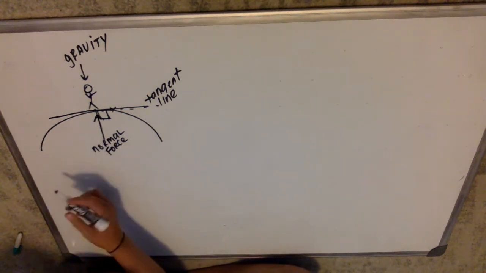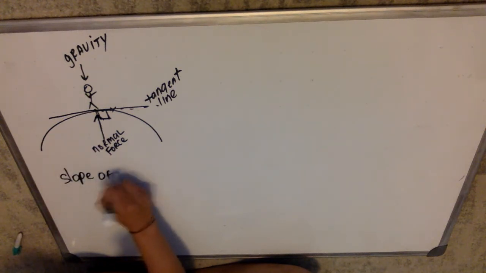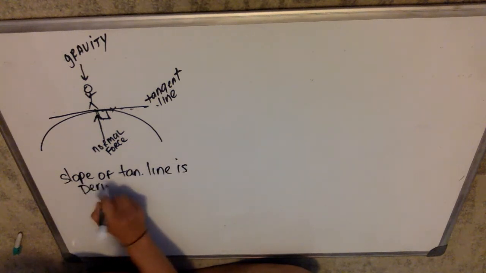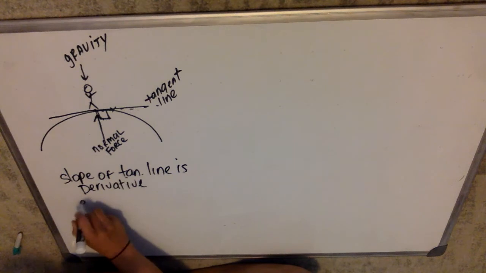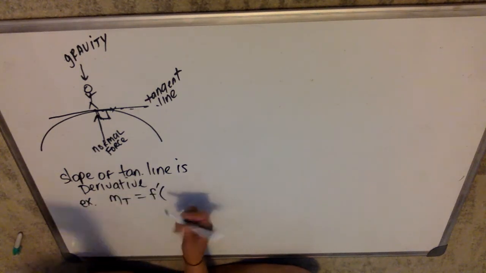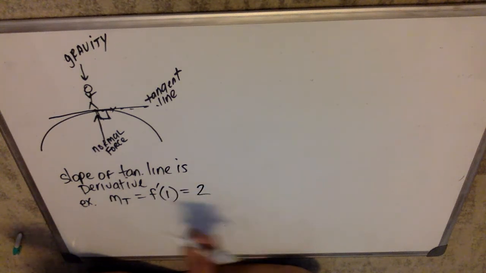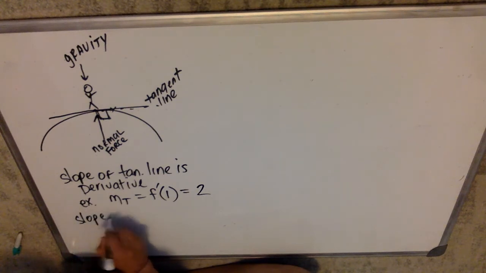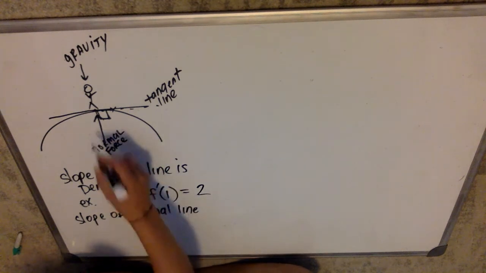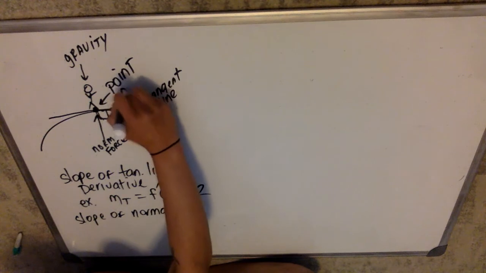So the reason I mention that is that you know that the slope of a tangent line is the derivative. So, for example, let's just pretend that I told you that the tangent slope f prime of 1 was, let's say, 2, okay? The slope of the normal line, which is the one perpendicular to the tangent at this same point, and this point, for the record, is called the point of tangency.